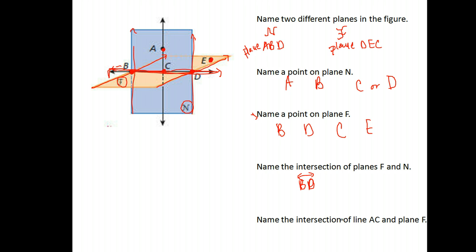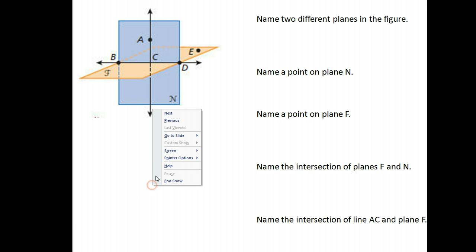And finally, name the intersection of the line AC and plane F. So let me clear my screen. Okay, so we've cleared our screen. Let's take a look. What would that intersection be? Name the intersection of line AC. So first find the line through A and C. A lot of times it helps to just trace it. If you're on a computer screen, you can just put your finger up there, trace A to C. What line am I getting? That line right there, AC.